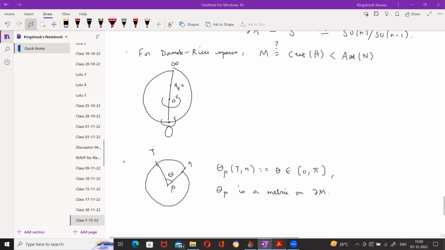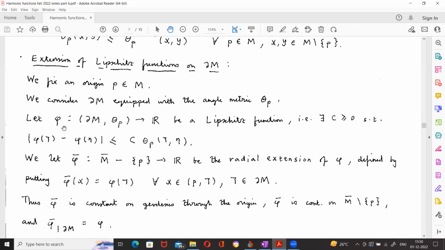So now you take a function phi on boundary M equipped with this angle metric, which is a Lipschitz function. That means there's a constant C positive such that |phi(xi) minus phi(eta)| is less than or equal to a constant C times theta_P of (xi, eta).